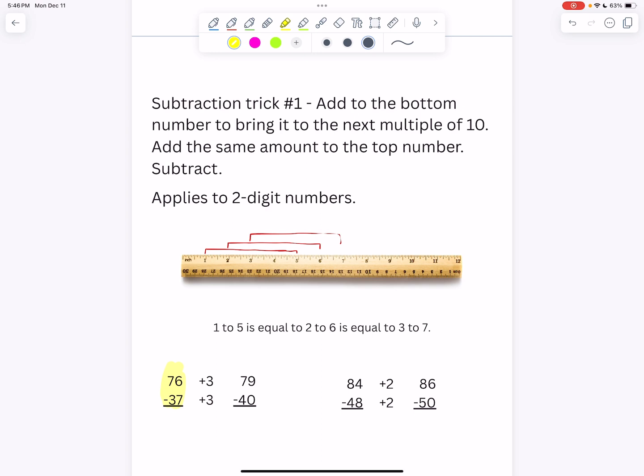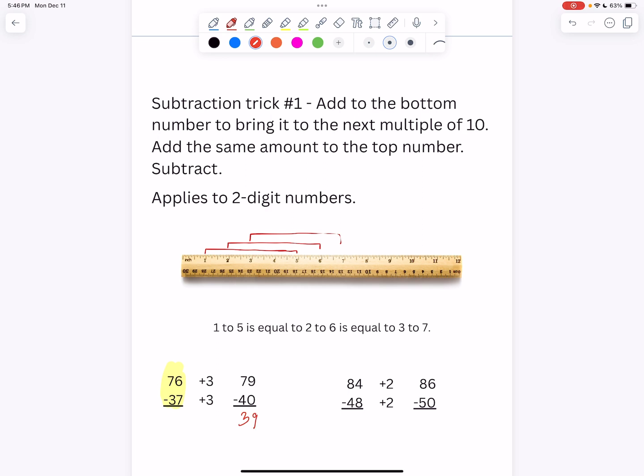2-digit number minus another 2-digit number. So it's hard to do that 76 minus 37. But when you think of 37, to go up to the next 10, which is 40, you have to add 3. So if you add 3 to 37, it becomes 40. You also add 3 to 76, it becomes 79. And 79 minus 40 is much easier because that's 39.